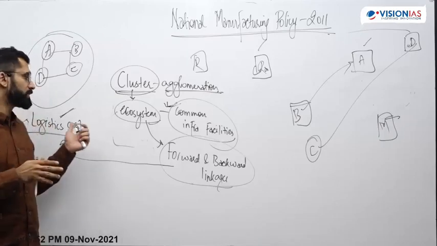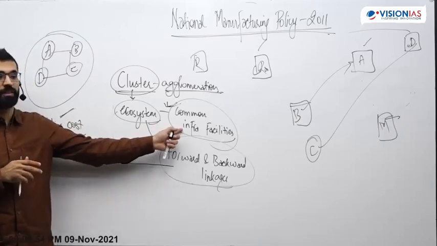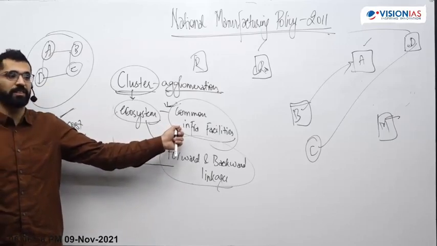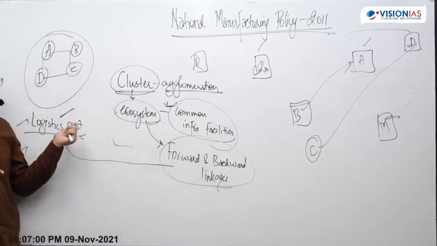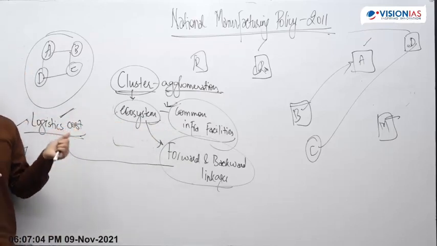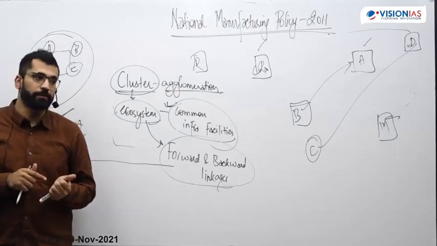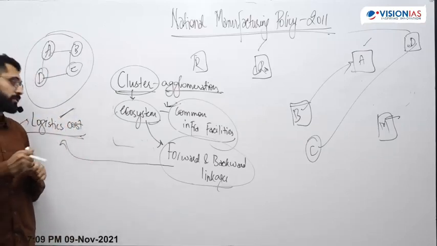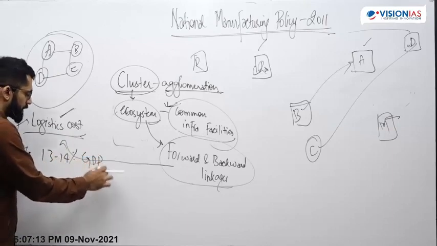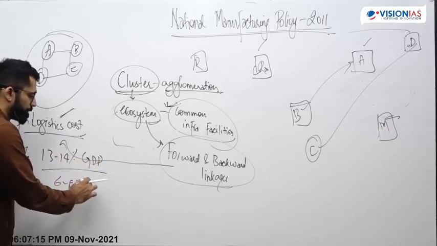So these benefits, not only you are getting common infrastructure facilities, this is a benefit from the point of view of the government also. They don't have to provide these facilities everywhere. The firm saves a lot on the logistics cost. And logistics is a very important component of industry. In India, the logistic cost is upward of 13 to 14% of GDP. Developed countries are in the range of 6 to 8% of GDP.